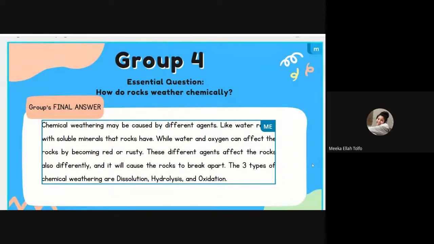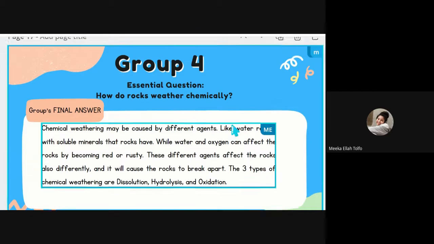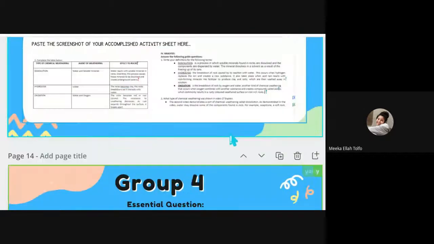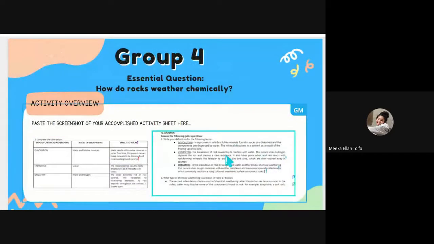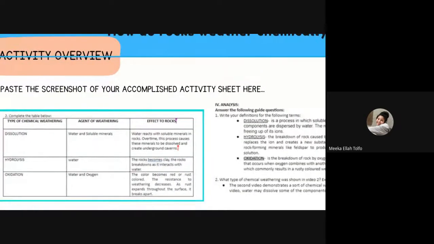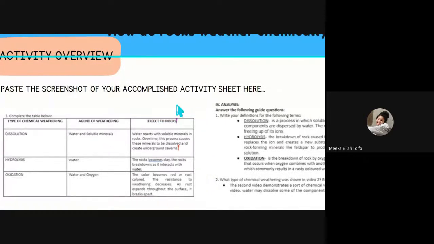Then oxidation is when the rock interacts with water and oxygen, the color becomes red or rust colored. The resistance to weathering decreases. As rust expands throughout the surface, it breaks apart.